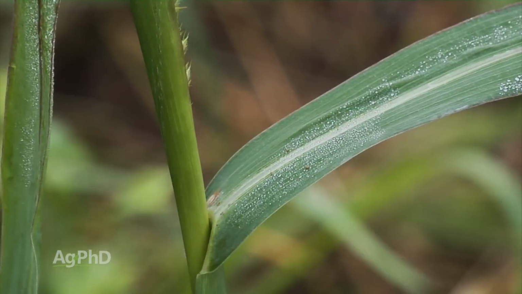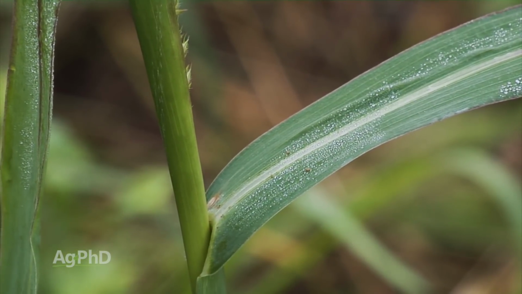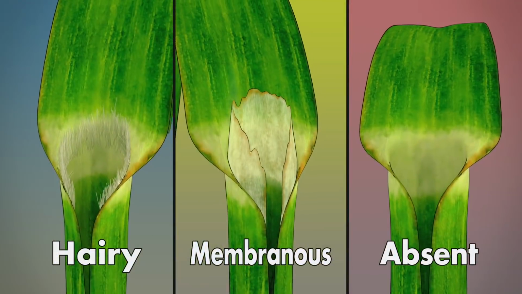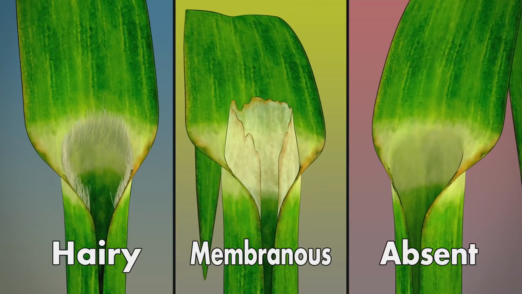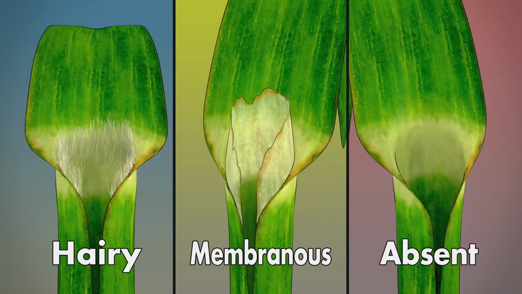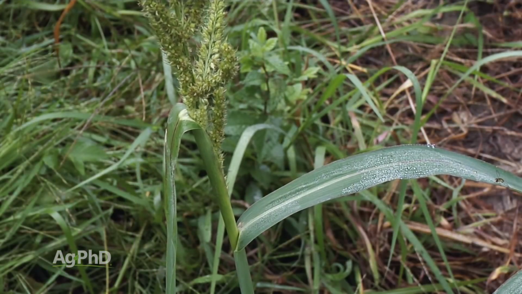Barnyard grass has no ligule. So if you pull back the leaf blade from the stem, usually there's a little something sticking up there called the ligule. It's either membranous, where it's all one piece, or it's hairy, where there are some little hairs sticking up. But with barnyard grass, it has no ligule. So that's the number one way you identify barnyard grass.